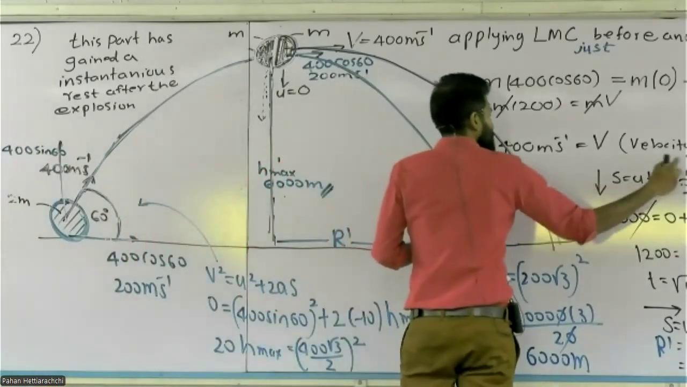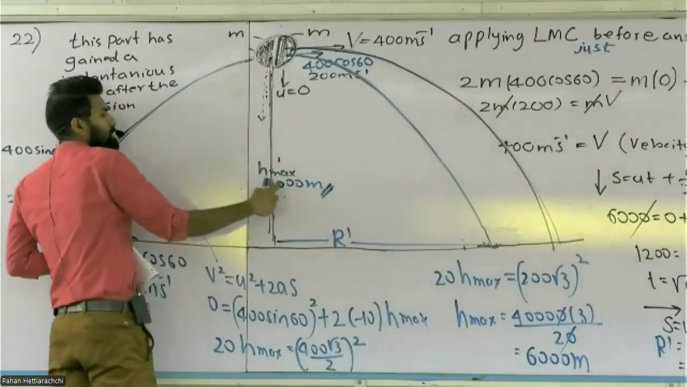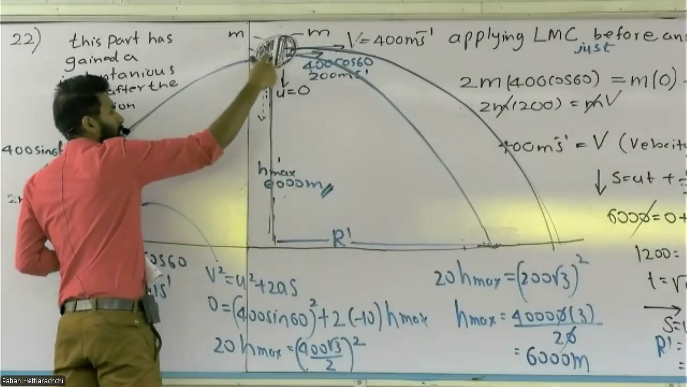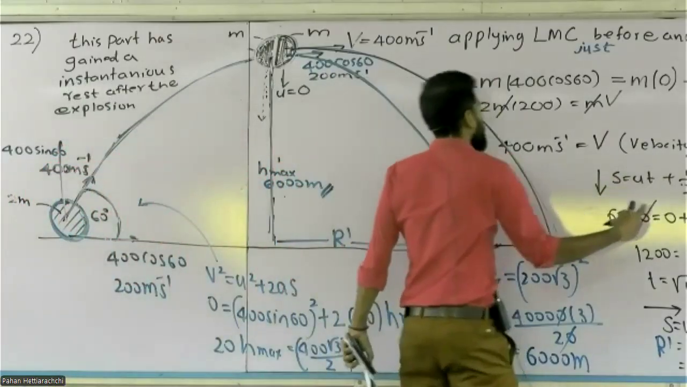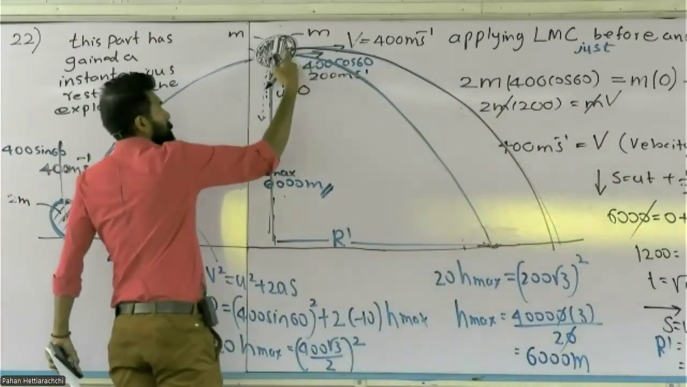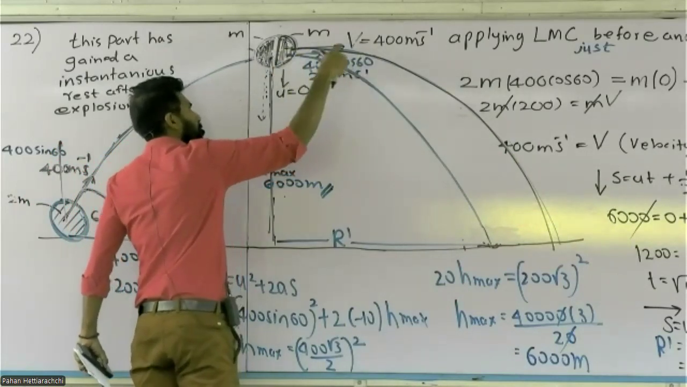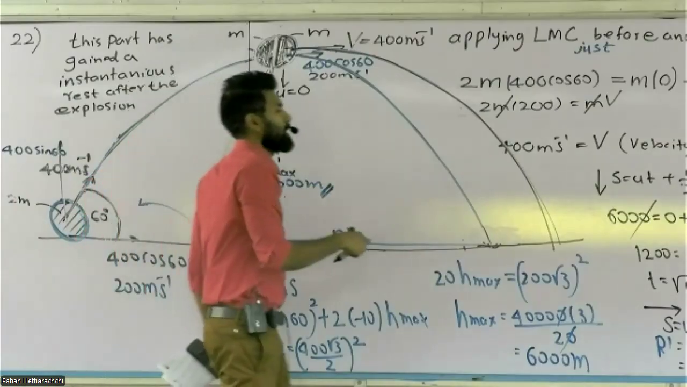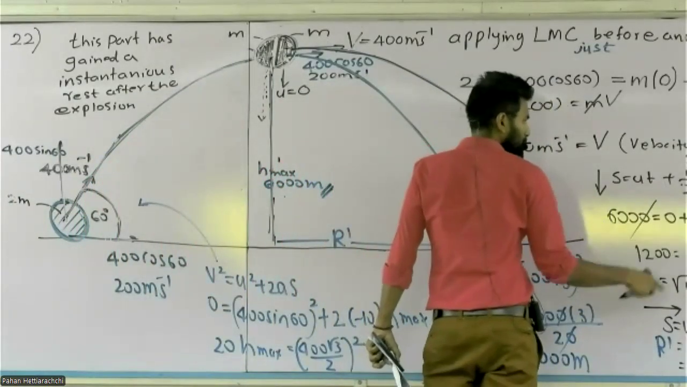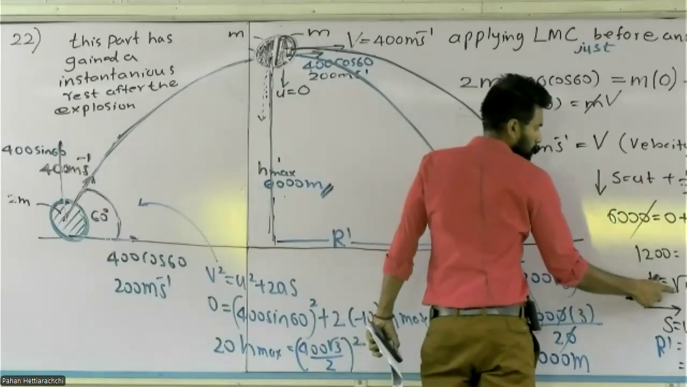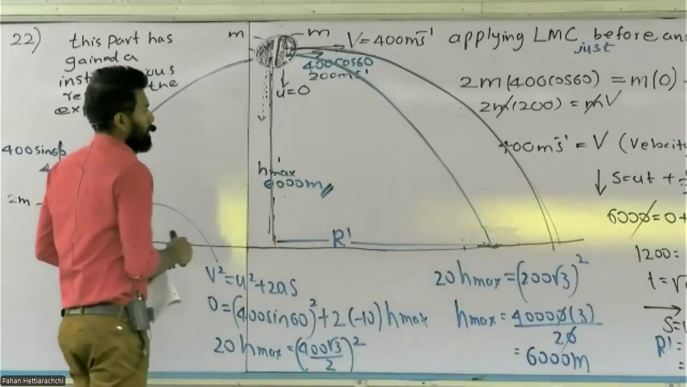Applying S equals ut plus half at squared for the downward motion. At the highest point, it was 6,000 meters above the ground, and it has to fall 6,000 meters downward. Initially, this fragment gained a horizontal velocity of 400 meters per second. So the downward distance is 0 plus 10 t squared, so t is equal to root 1200.